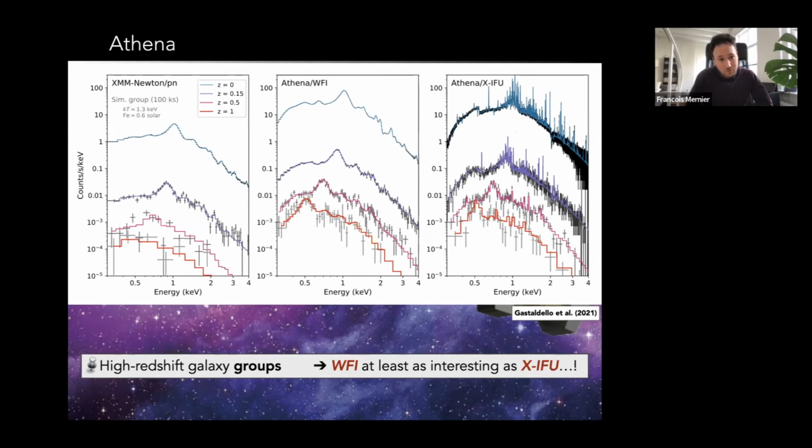Finally, I would like to point out that I've been talking a lot about XIFU here, and XIFU will be really important and determining for this kind of science. But WFI may be very useful as well, especially if you look at high redshift groups.